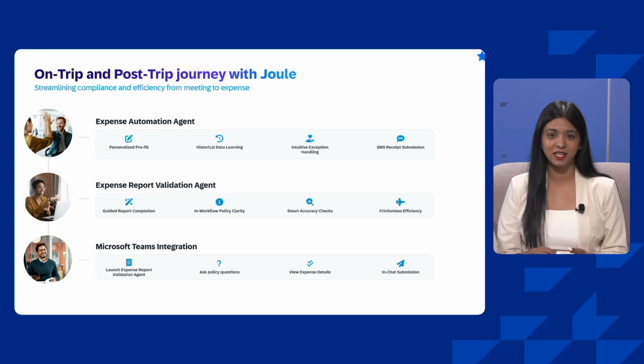And importantly, all of these capabilities are not confined to one application. They extend into collaboration environments like Microsoft Teams and other Microsoft 365 applications, enabling booking, expense creation, and in-chat submissions directly where work is happening. Joule isn't just helping plan the travel. It's streamlining compliance and efficiency from meeting to expense end to end.